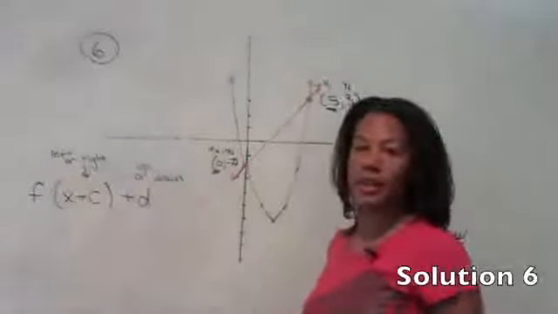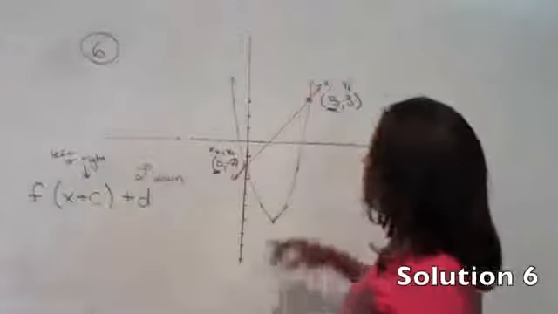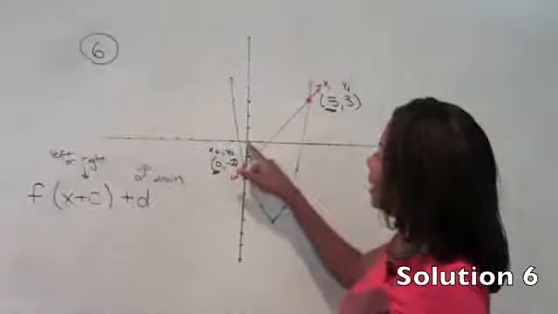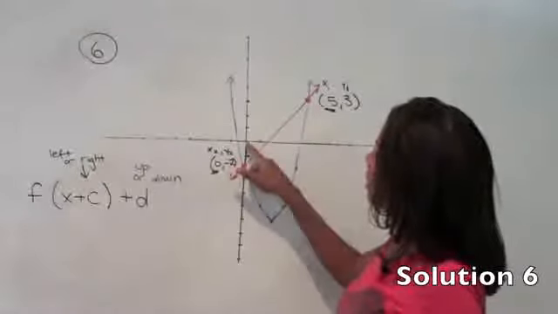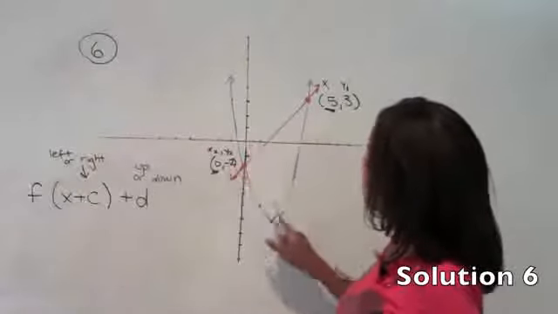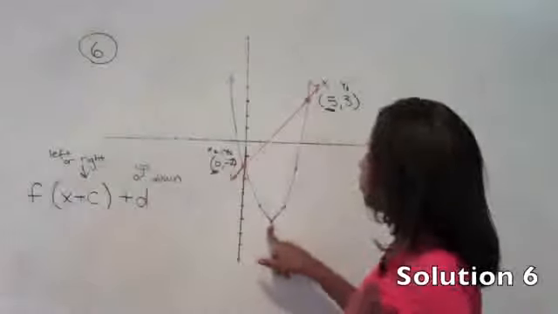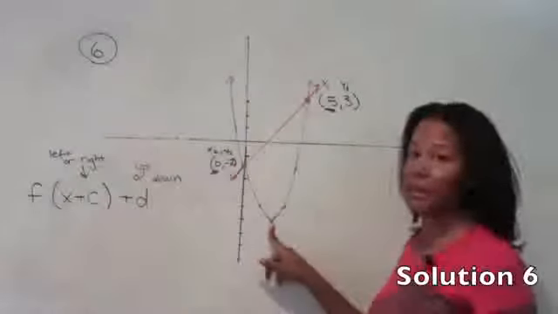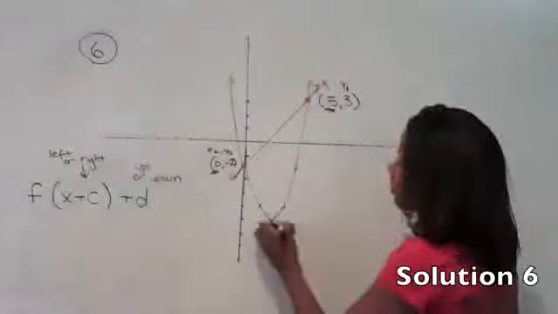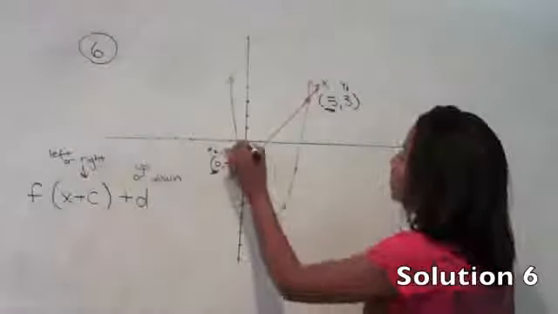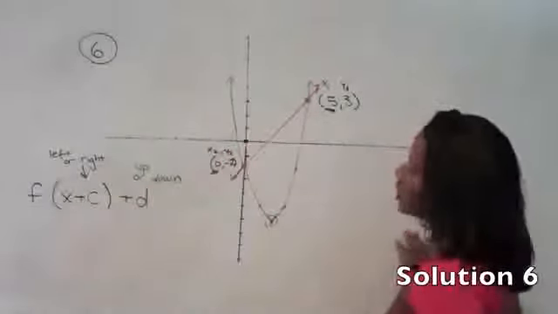Number 6. For number 6, we're asked that if the original parabola had its vertex at the origin, what is the formula, or what is the equation, rather, for the new parabola? So in other words, how has it been shifted? So this is your vertex. Your vertex was originally right here. So how did we shift it over?